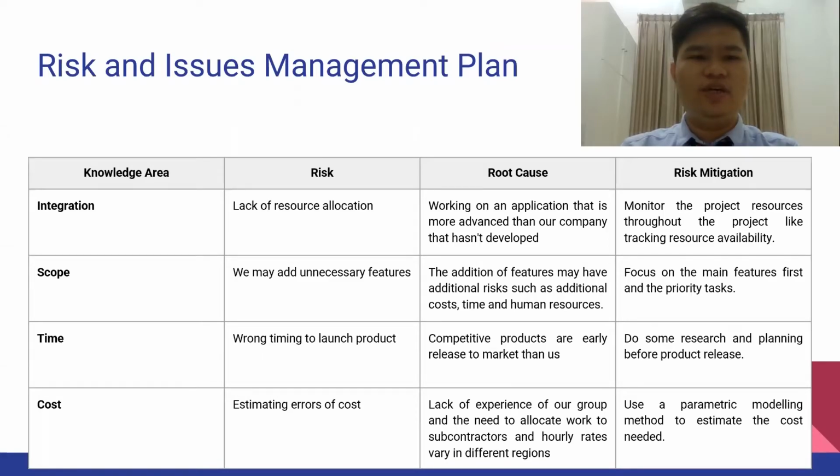And the second knowledge area is scope. The risk is we may add unnecessary features. And the root cause is the addition of features may have additional risks such as additional cost, time, and human resource. And the risk mitigation is we should focus on the main feature first and the priority task.